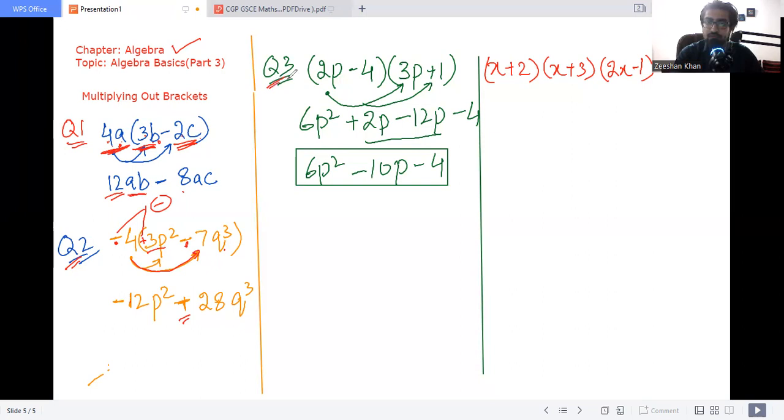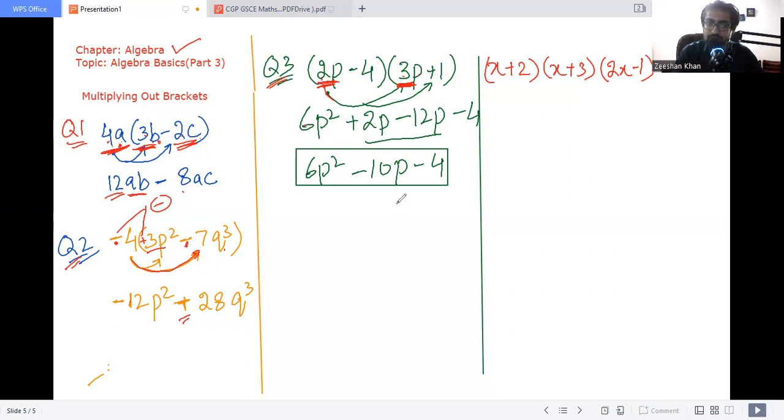Okay, in question number 3, we will multiply two brackets. You can see 2p minus 4 and 3p plus 1. So we will first start with the first term. We will multiply that with the first term of the next bracket. So 2p multiply 3p will become 2 times 3 will become 6, and p will become p square.